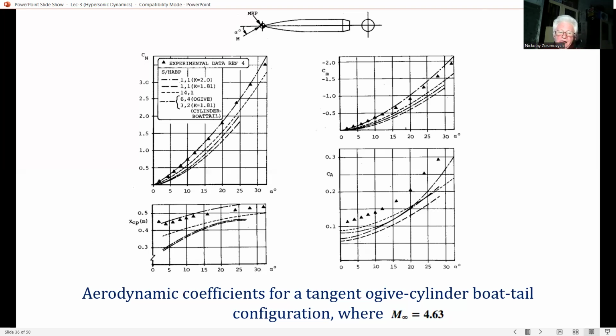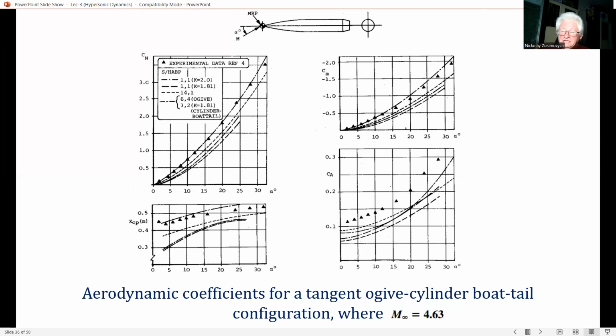And finally, the fourth curve uses the tangent ogive form for both the windward and leeward sides of the ogive portion of the vehicle, and tangent wedge for the windward side, with a combination of modified Newtonian with k equals 1.81, and Prandtl-Meyer for the leeward side of the cylinder tail portion.